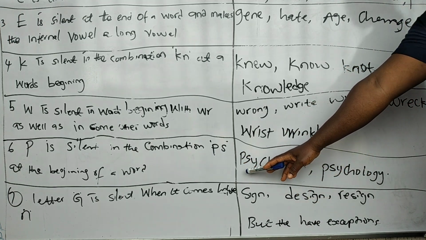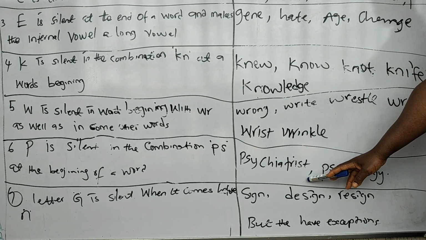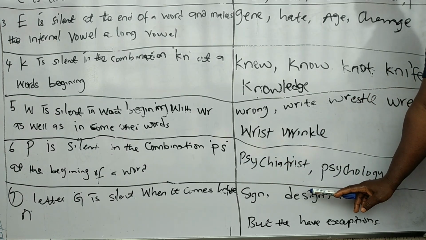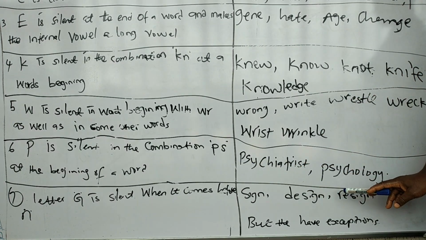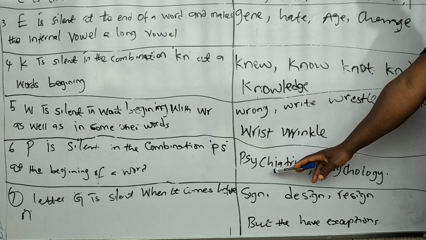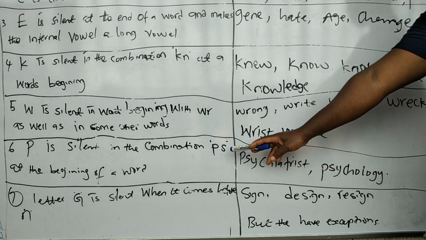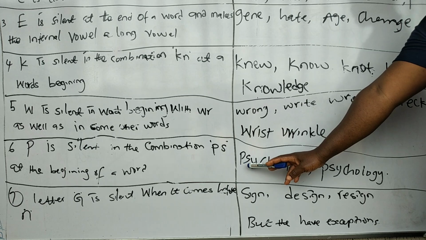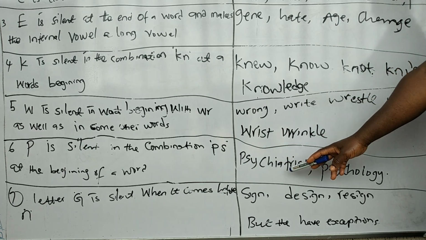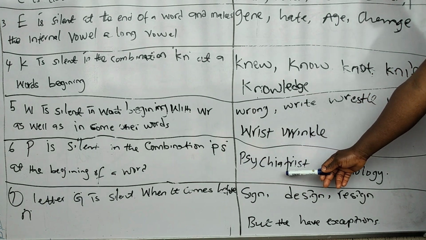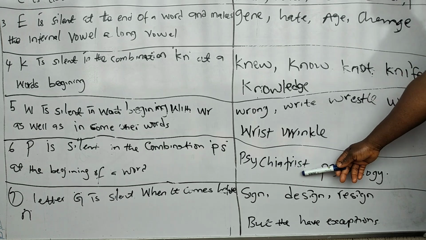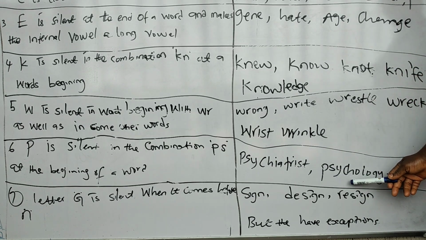So we have examples like psychiatrist. This is not pronounced as "p-sychiatrist". No, it is pronounced as "sychiatrist" because the rule says that when P and S begin a word, the P is usually silent. That is why we have the psychiatrist and not the "p-sychiatrist". We equally have psychology. This is "sychology" and not "p-sychology". Okay, so that is that.